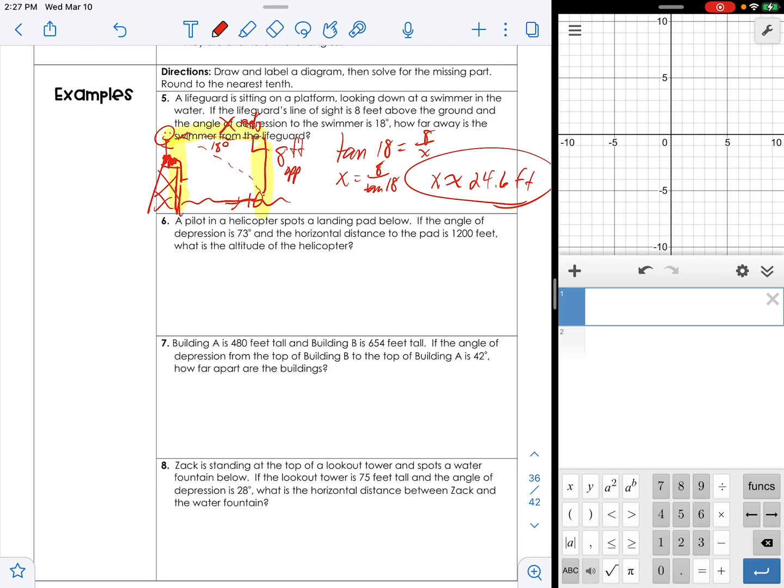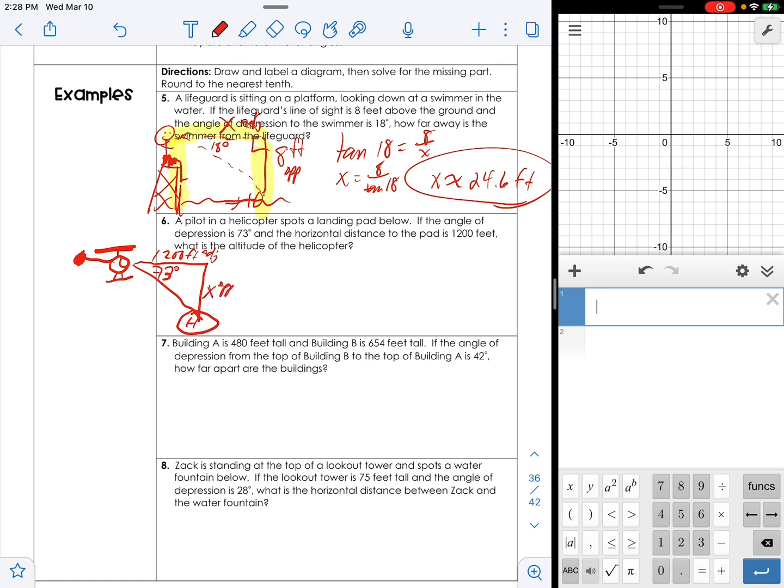A pilot in a helicopter spots a landing pad below. Okay, so I got a skid plate. That's my helicopter, right? It's got a bubble, right? So there's my helicopter. Spots a landing pad below, so that's down here. If the angle of depression is 73 degrees, so from here, there is 73 degrees, and the horizontal distance of the pad is 1,200 feet from the pad. What is the altitude? How high is the helicopter?